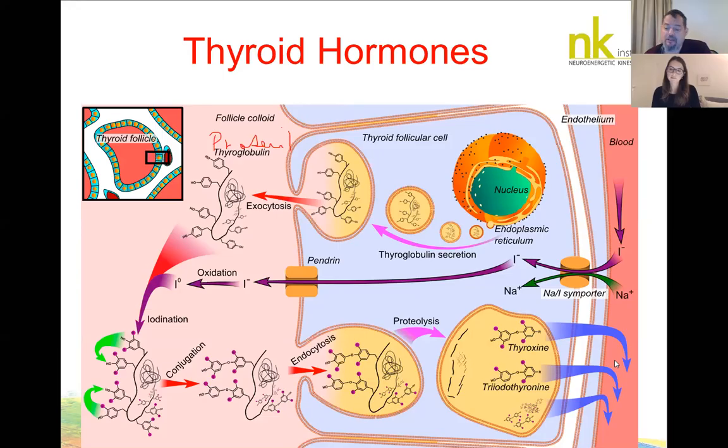So what is interesting in the liver, there's actually 2 enzymes. One converts T4 into T3. And the other one converts T4 into reverse T3.